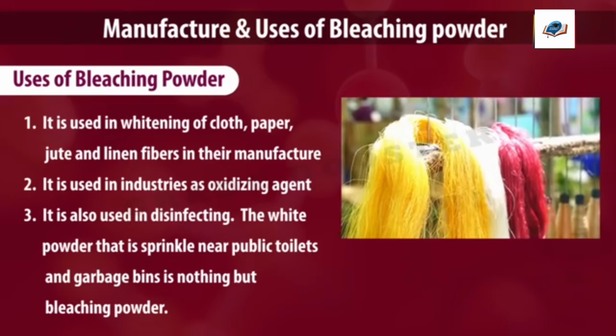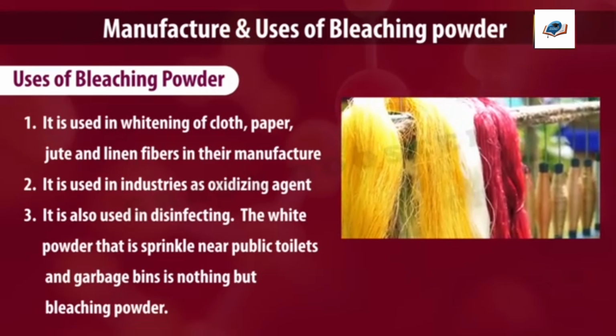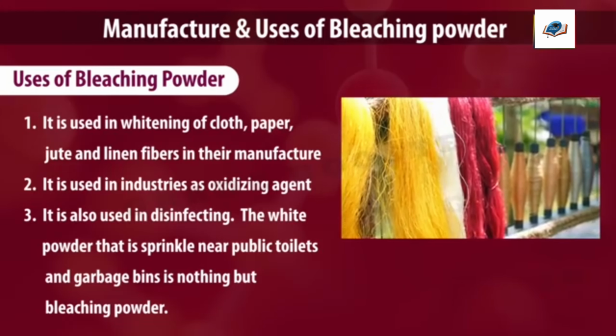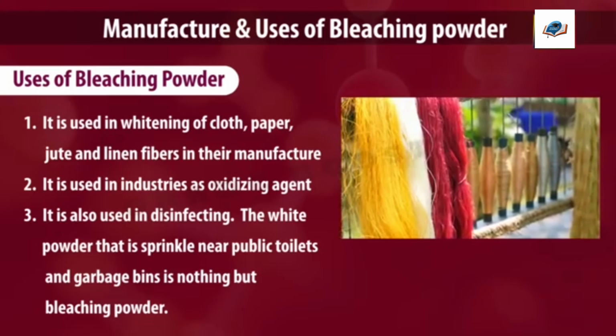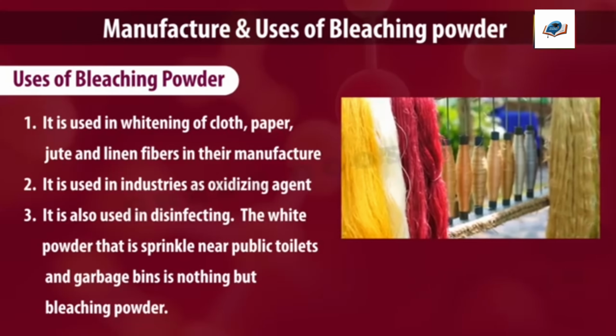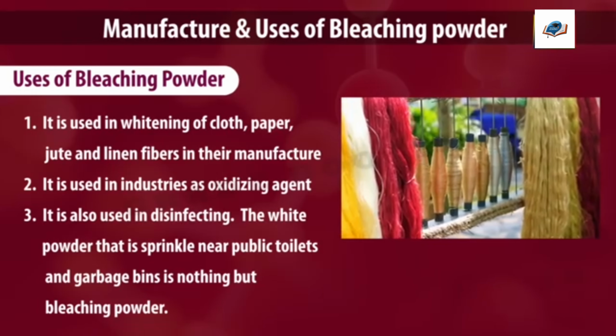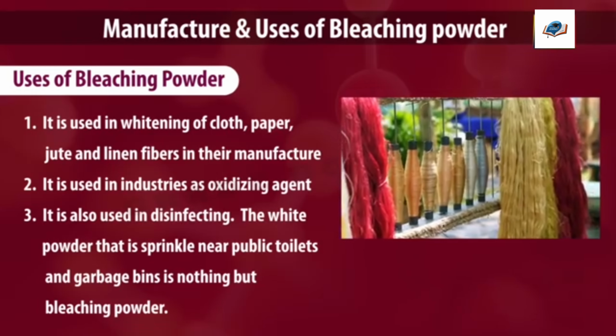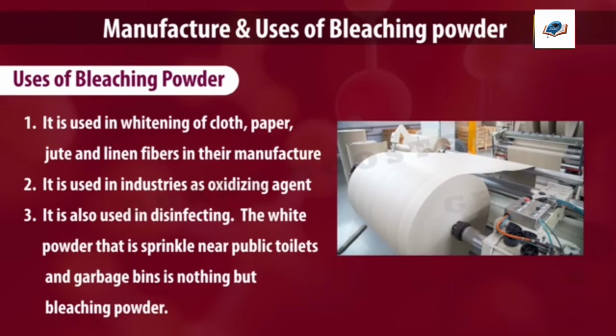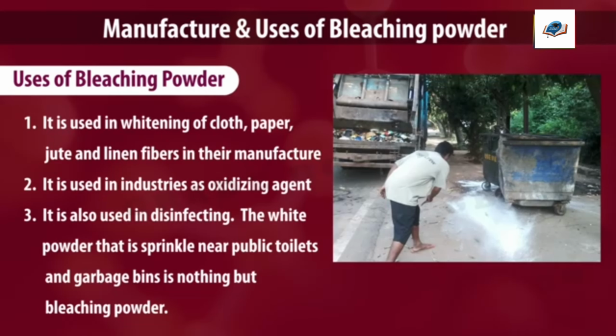Usually, cloth, paper, jute items are manufactured from ingredients which are not white. They have yellow or light yellow tint. But by using the bleaching powder, they make them appear white. Bleaching powder is also used in industries as oxidizing agent. It is also used as a disinfectant substance. The white powder that is sprinkled near public toilets and garbage bins is nothing but bleaching powder.